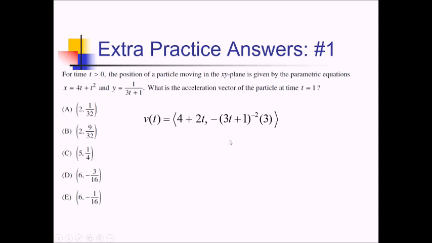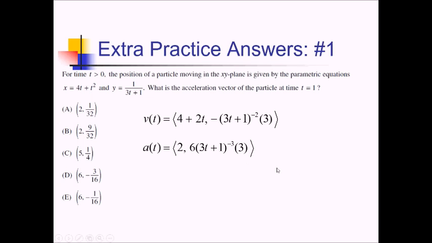All right, moving on now to take another derivative to get to acceleration. The derivative of 4 plus 2t is just going to be 2. And for this next expression, I'm going to have negative 2 times negative 1 times 3, so that's 6 outside. But then I have another chain rule, so I have to multiply by the 3 again. So that's 18 (3t plus 1) to the negative third when all is said and done.